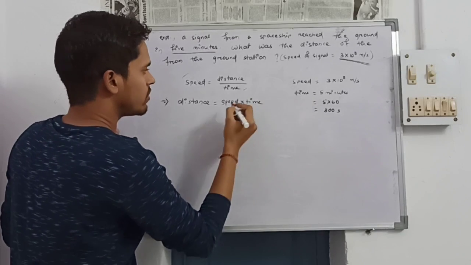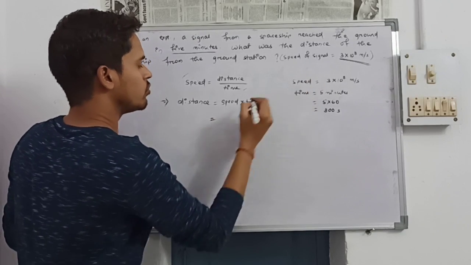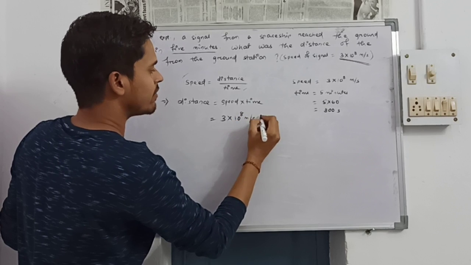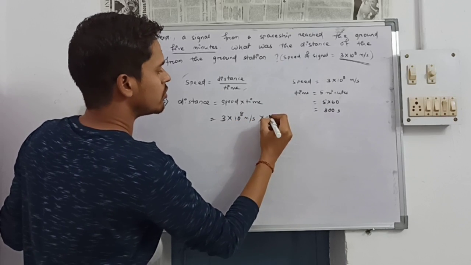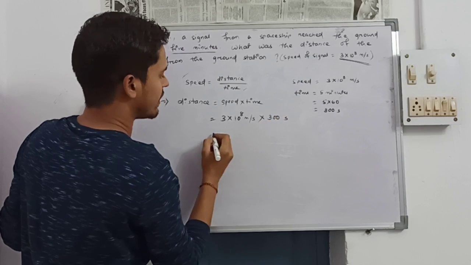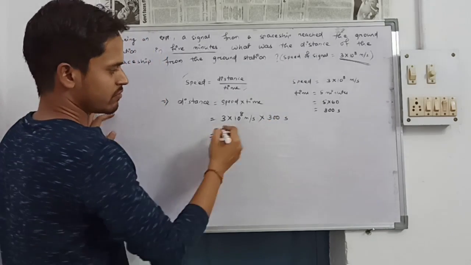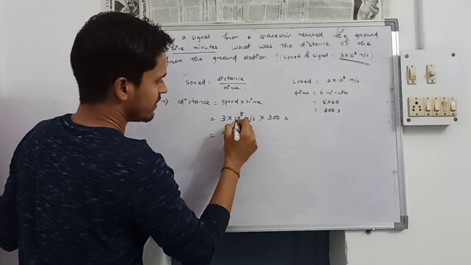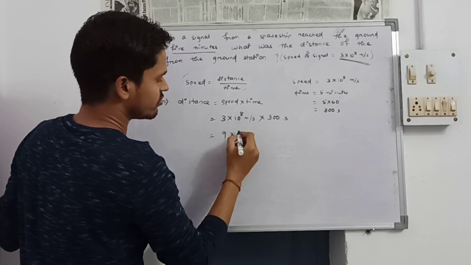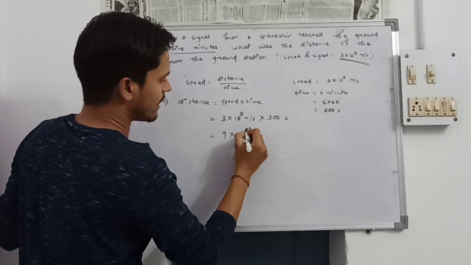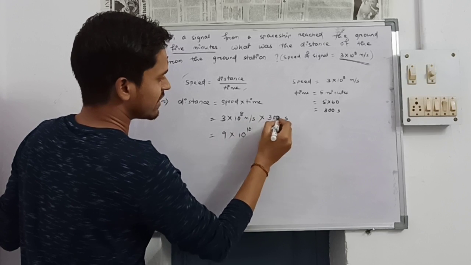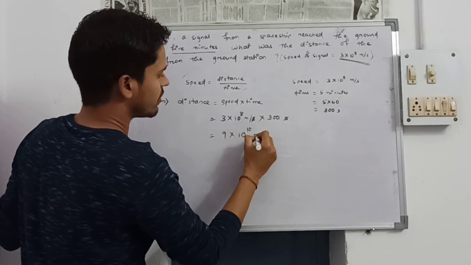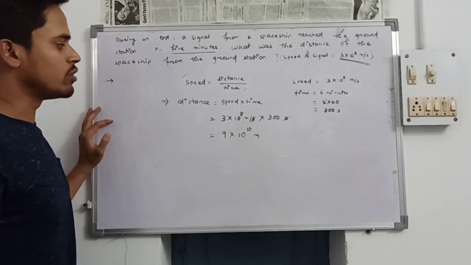Now you can put these two values, speed equal to 3 into 10 to the power 8 meter per second into time equal to 300 seconds. So as you can solve this, 3 into 3 it is 9, 10 to the 8, another 2 zeros, so you can write 10 to the power 10. You can see the distance unit is coming here, meter. 9 into 10 to the power 10 meters.